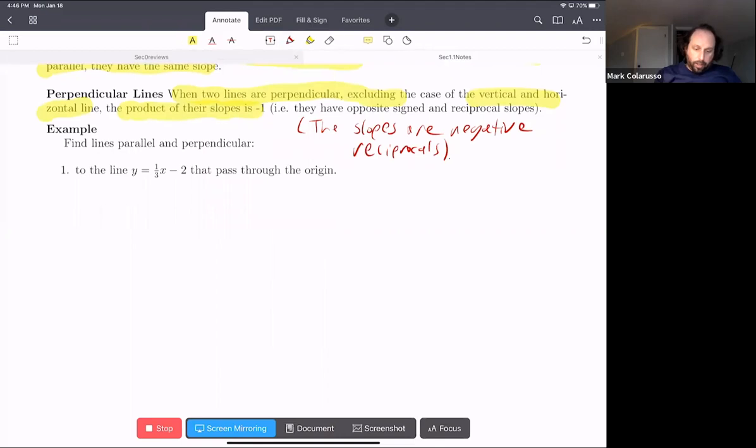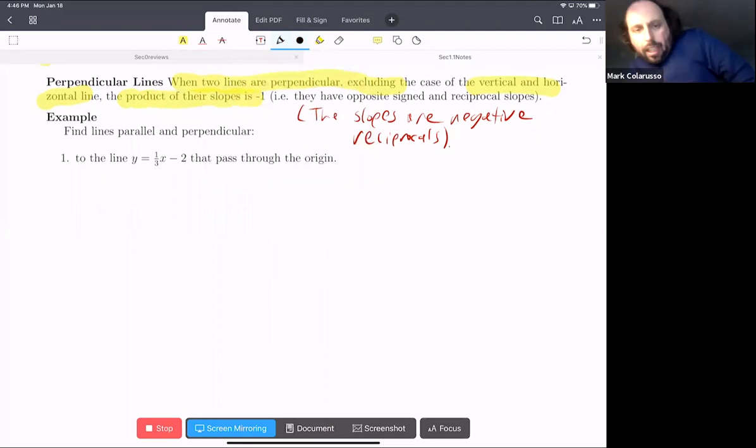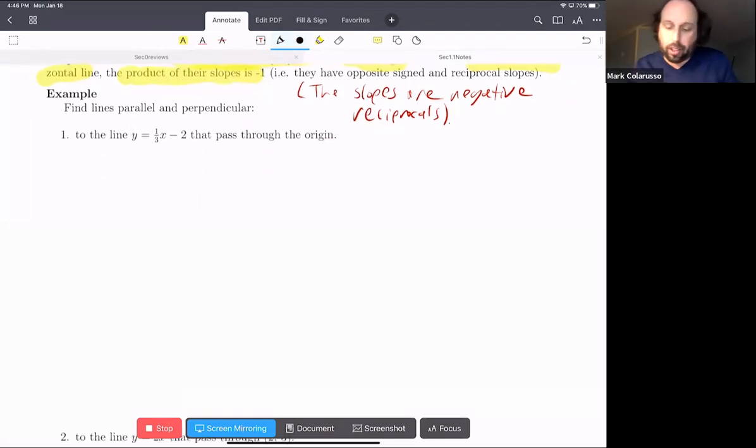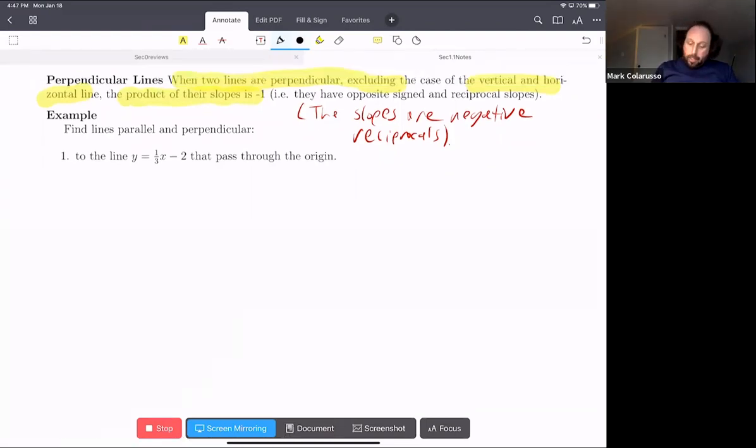Okay, here's a nice little exercise. Find lines that are parallel and perpendicular to the given line, y equals 1/3 x minus 2, which pass through the origin. We look at this line, which is in slope-intercept form. We don't care about the y-intercept of this line, because to find lines that are parallel or perpendicular, the only information we need is the slope. We can read that off the equation easily. The slope is m equals 1/3.